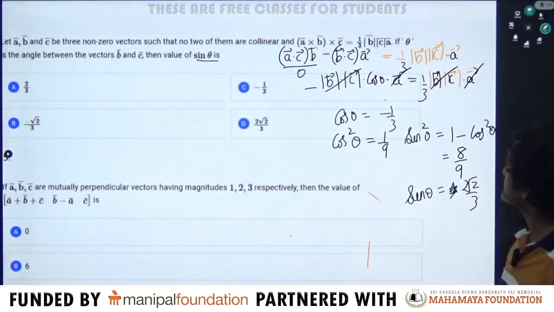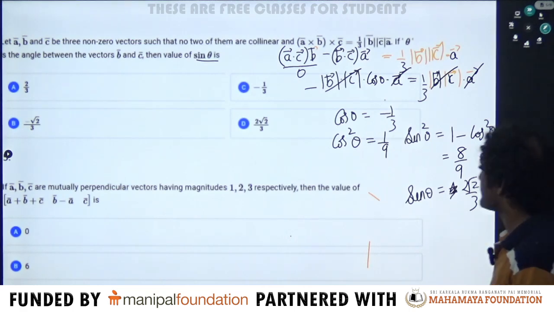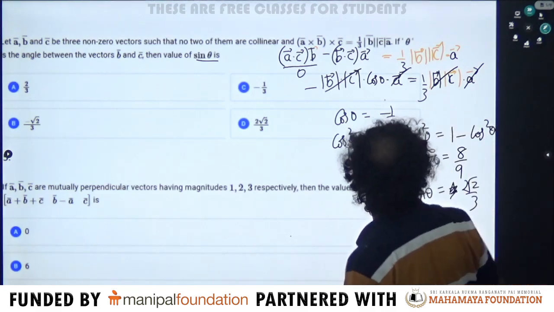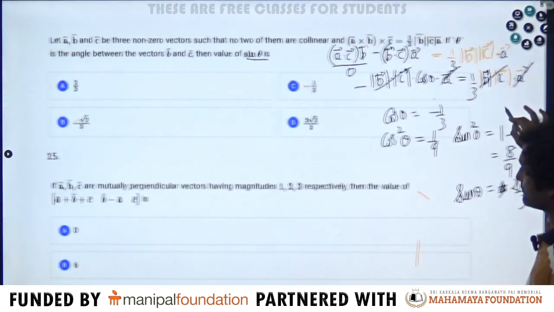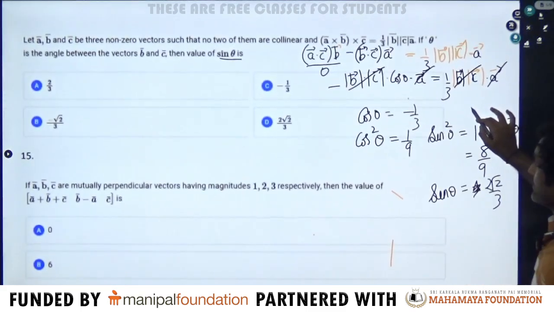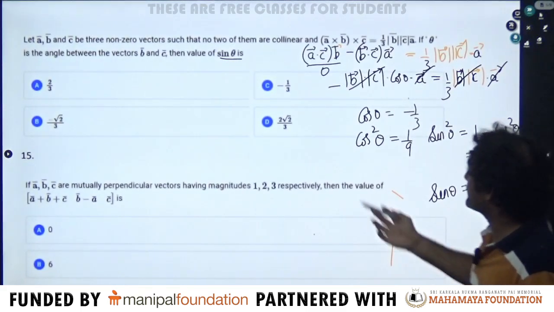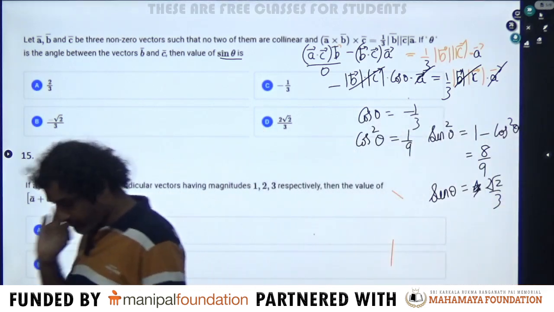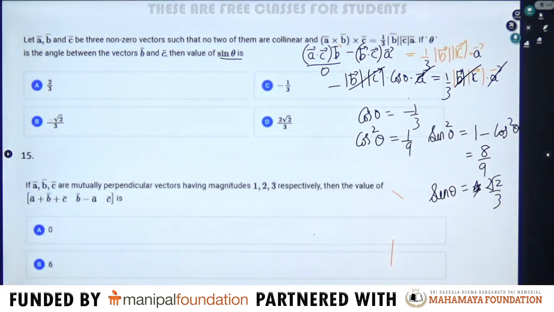Yeah, fine, right? So it is 2 root 2/3 is the answer. That's it. Okay. Yeah, in this there is no positive or negative, only this is holding, right? So we'll take that answer. That was easy, I guess.